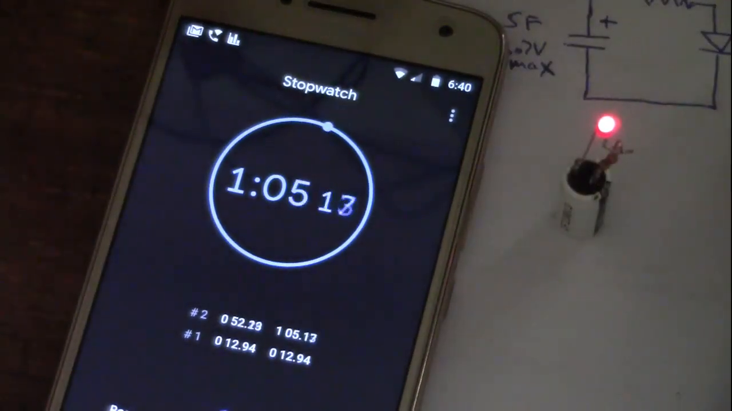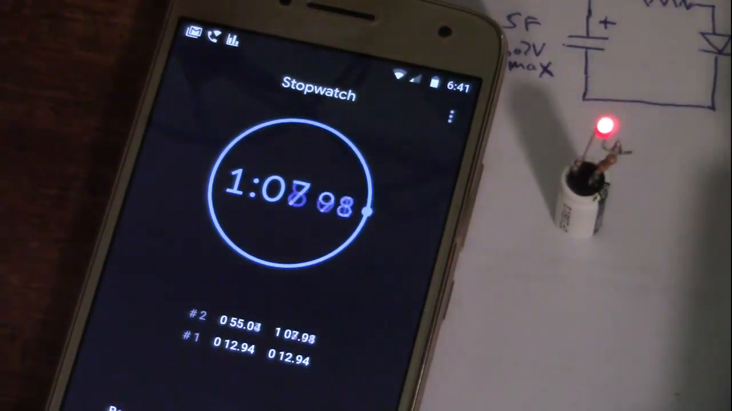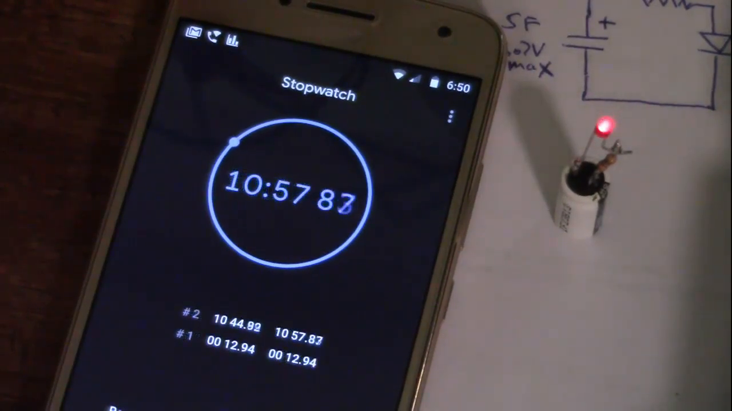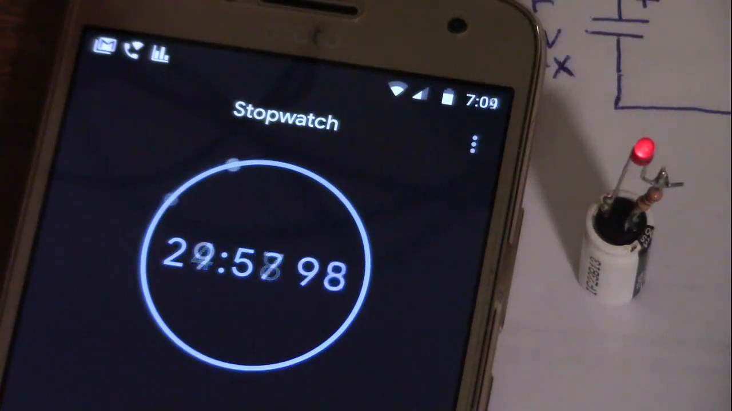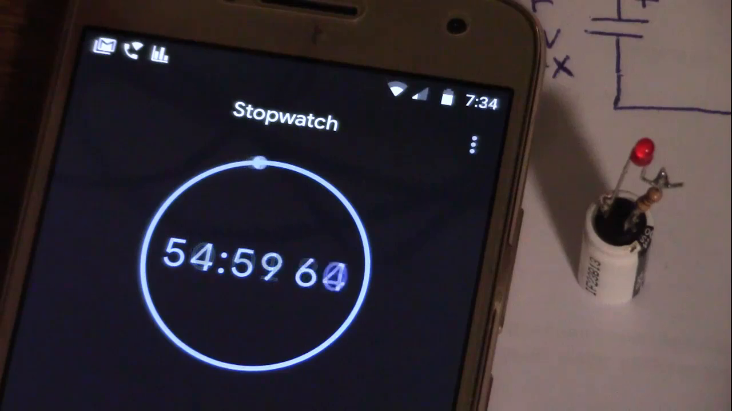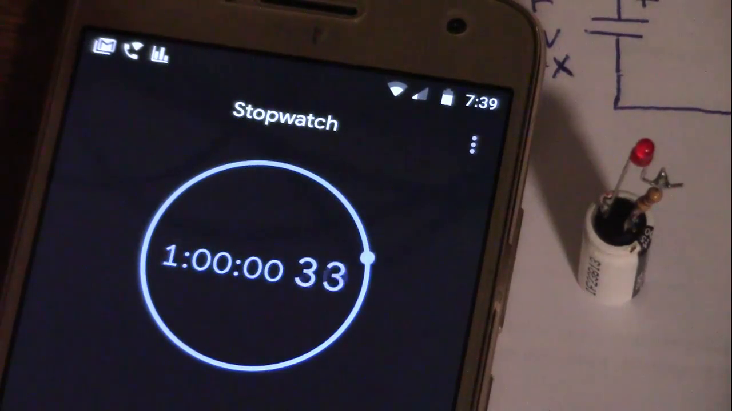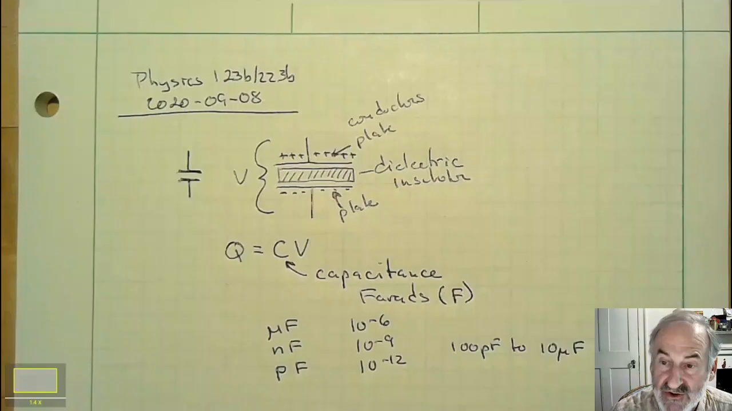I'm not going to make you watch the whole thing. We will skip ahead and see when the LED starts to dim. And here we are after an hour, and there's still some energy left to light up the LED. And of course, since the LED has a forward voltage of about 1.5 volts, that says we're around 1 volt to 1.5 volts left in the capacitor at this point.